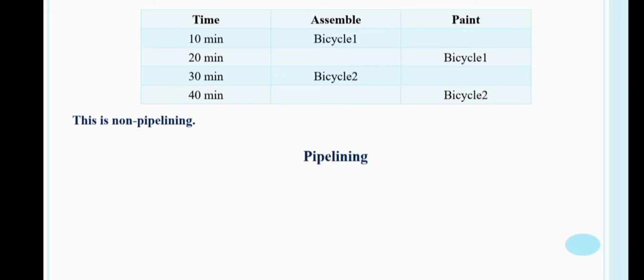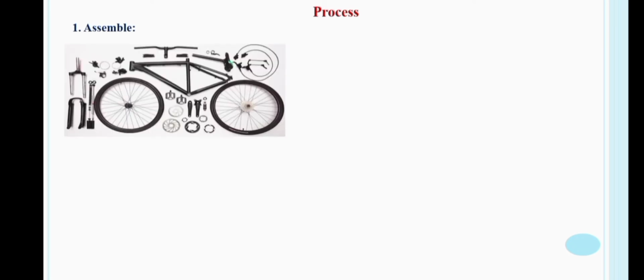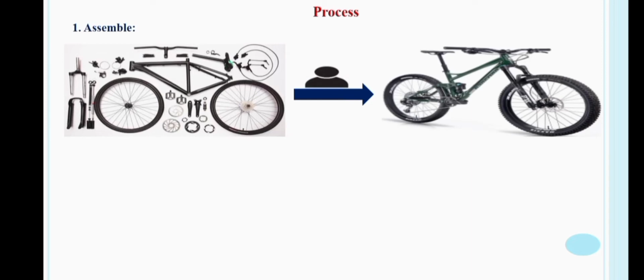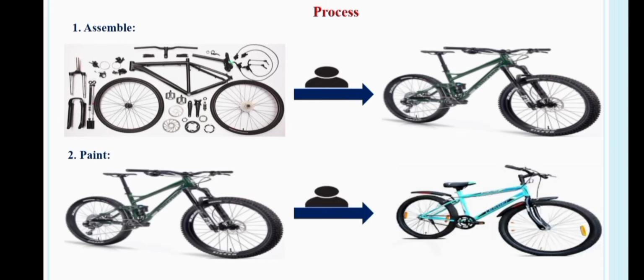The answer is pipelining. Suppose we have to make a bicycle. For this we have two people. Assume there are two processes, assemble and paint. First process is assemble. These are the parts of a bicycle. It is being assembled by one person. Second process is paint. After assembling the parts, the other person will paint the bicycle.